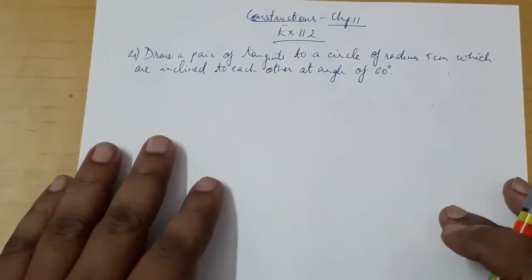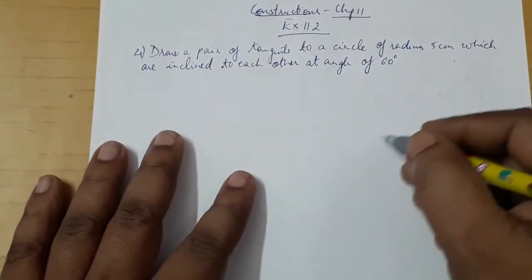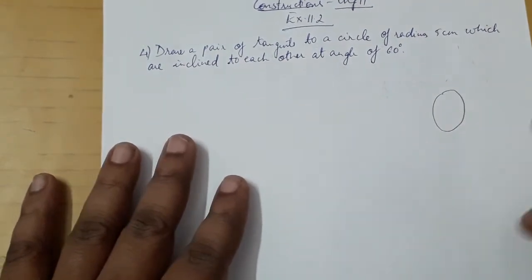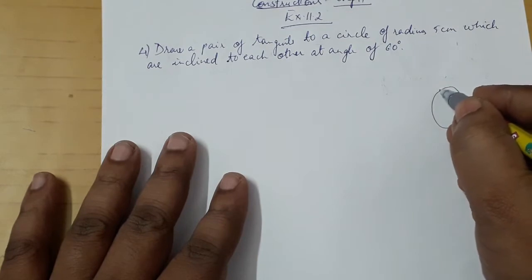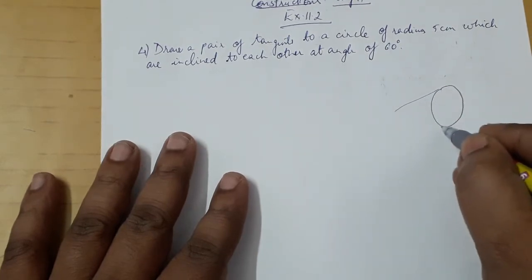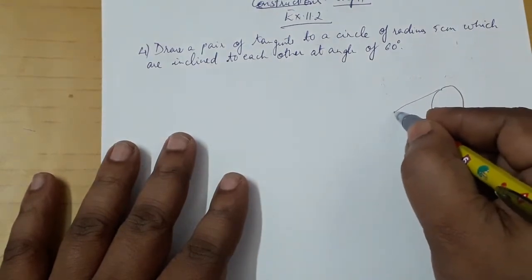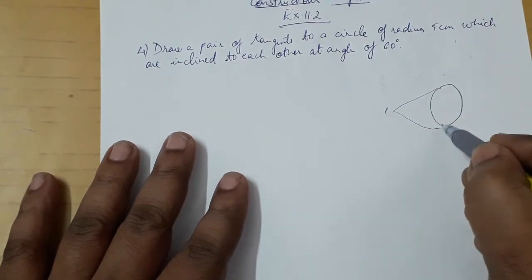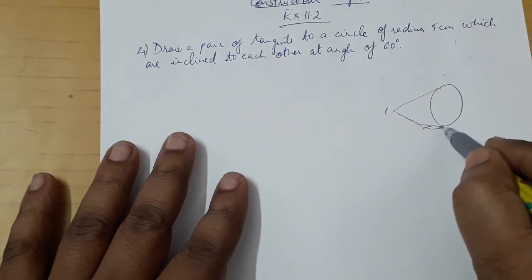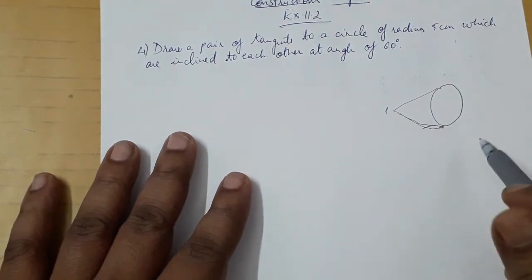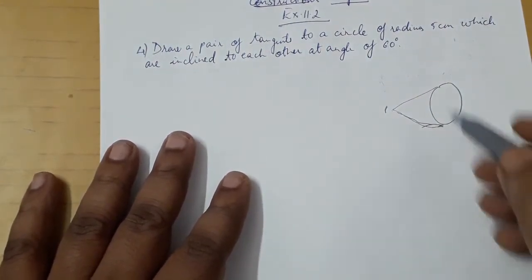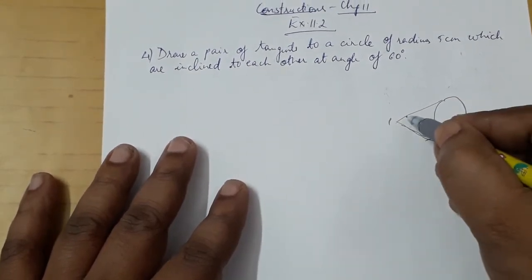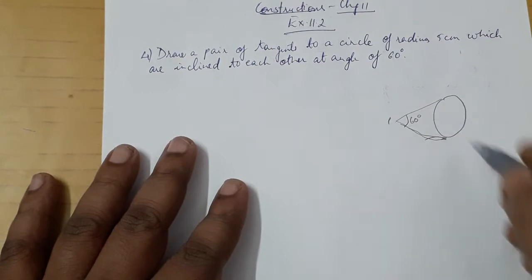What it means is we have a circle, and we'll have to draw tangents to the circle from some external point, say P, this way, this way. It is said that they are inclined to each other at an angle of 60 degrees, which means this angle is 60 degrees.